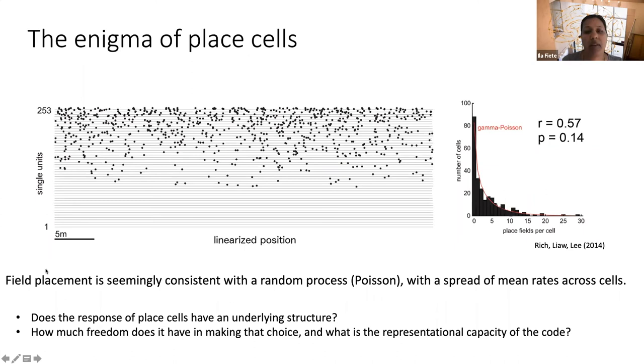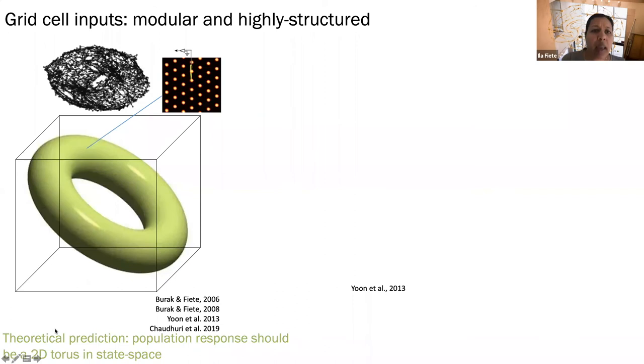And so the questions then are, does this response of cells have an underlying structure that we can find and unmask? And how much freedom do cells have in making a choice of where to fire? So the first question is, why should we expect there to be structure in the place fields? Well, the reason you should expect that there might be structure in place fields is because grid cells are an input to place cells. And in fact, grid cells are highly structured.